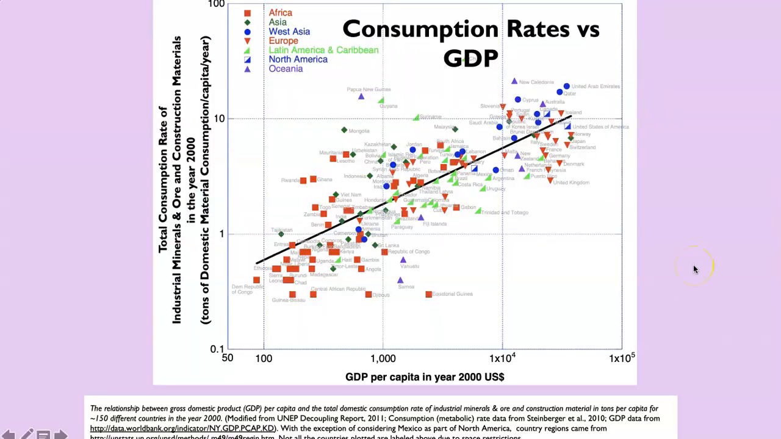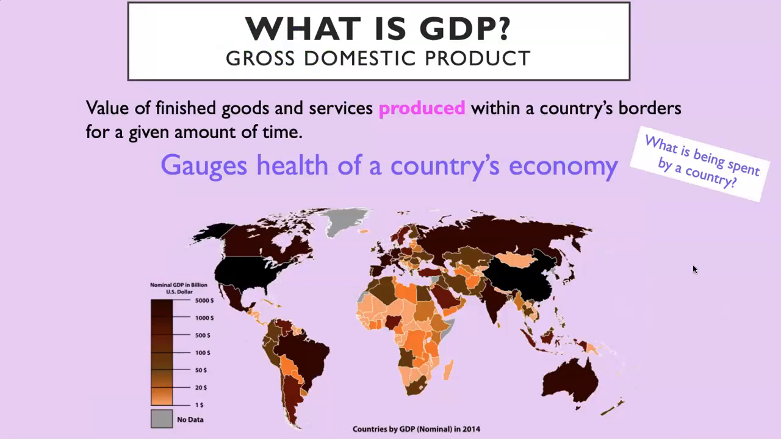This graph is from Lab 12, and I already went over it during the Lab 12 discussion. This is showing consumption rate versus GDP, or gross domestic product. And these are economic indicators that tell us something about the wealth of a country. The GDP is a gauge of the health of a country's economy, what's being spent by a country. And this is being shown in this graph by colors. The darker the color, the healthier the country's economy.